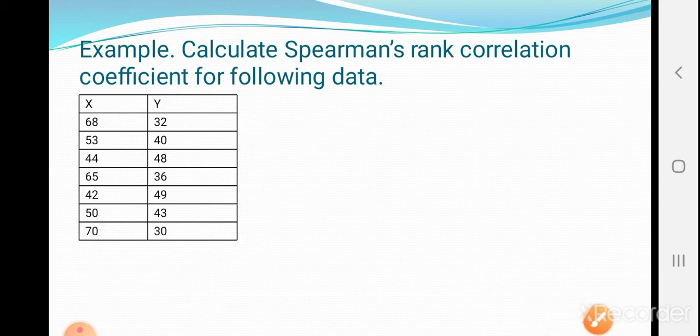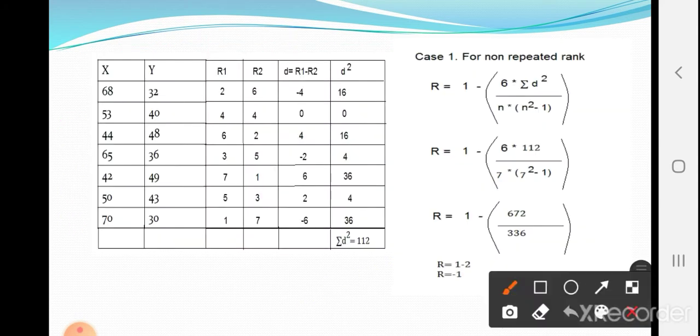So what is the formula for calculating the Spearman's rank correlation coefficient for non-repeated ranks? The formula is R is equal to 1 minus, in bracket, 6 into summation d square divided by n into n square minus 1. Here n is the number of observations. Here we are given a total of 7 observations, so n value is 7. Then we need the summation d square, that means the sum of the column of d square.